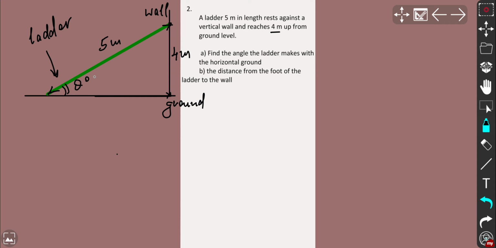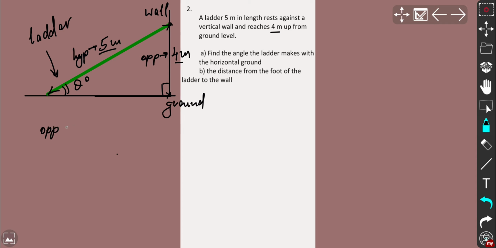What are we going to use? The wall is perpendicular to the ground, so here is the vertical wall. That fact tells us it's vertical, and we apply a trig ratio. Which ratio? We have two sides and we have the angle, so definitely trigonometry. How do we connect them? We have the opposite side, which is 4, and we have the hypotenuse, which is 5. So we use the sine rule.